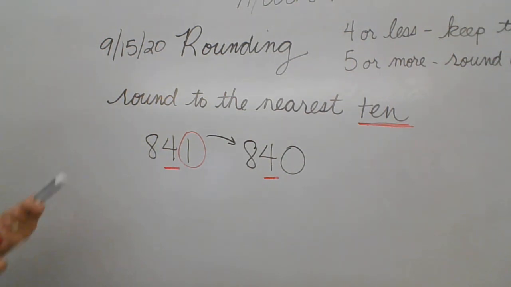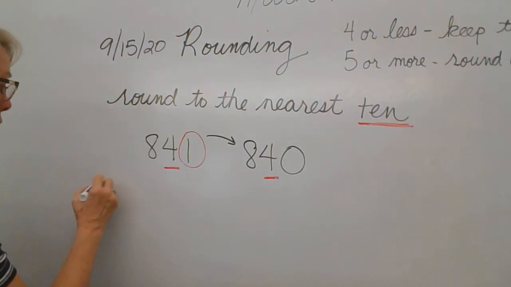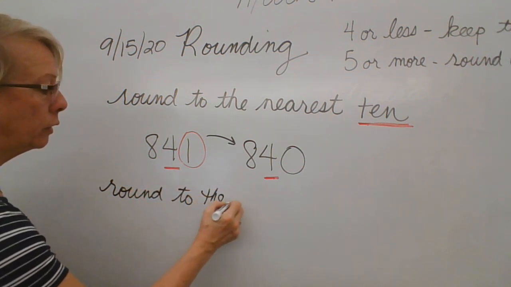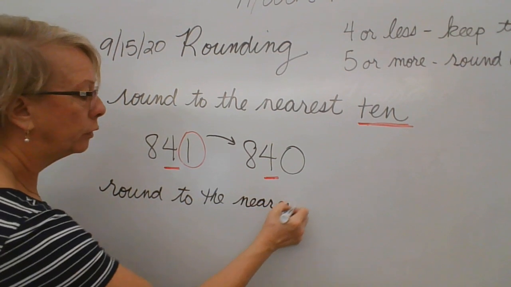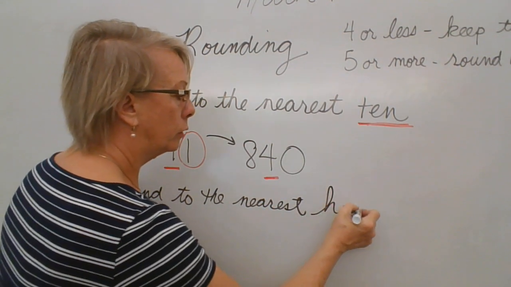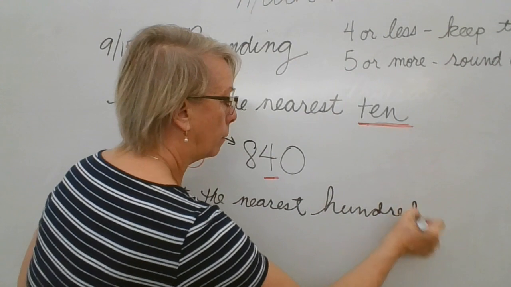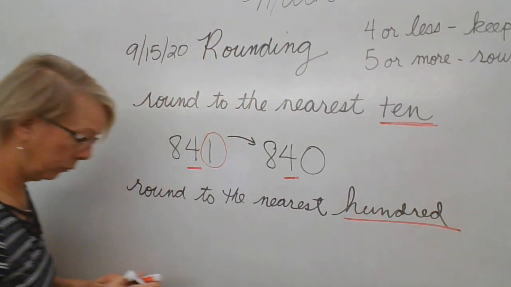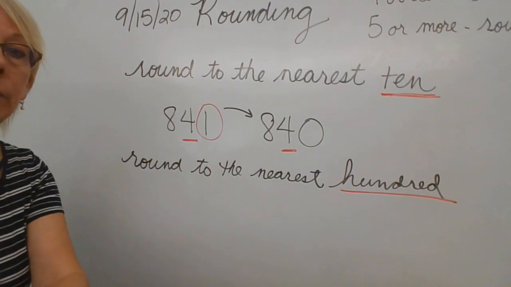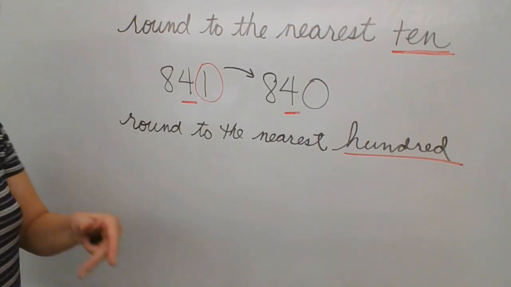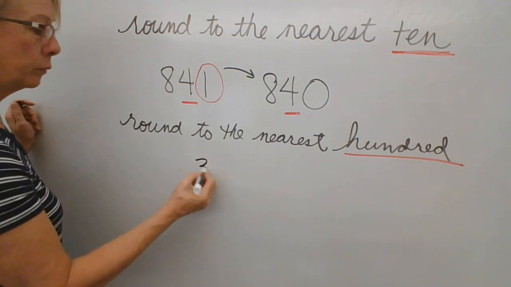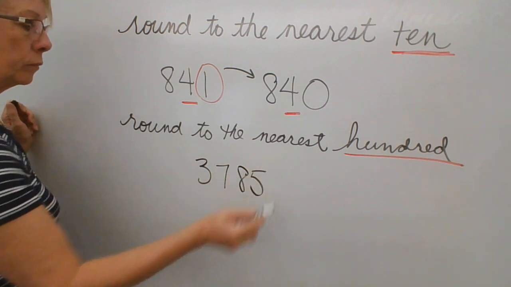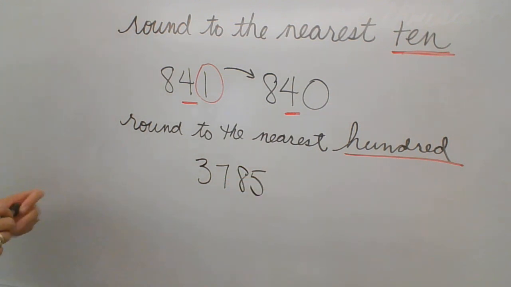So let's do another one. Round to the nearest 100. So now we're looking at the hundreds place. Let me give you a number. We'll move this down a little bit. You should have written that rule down. So here's the number. Rounding to the nearest 100.